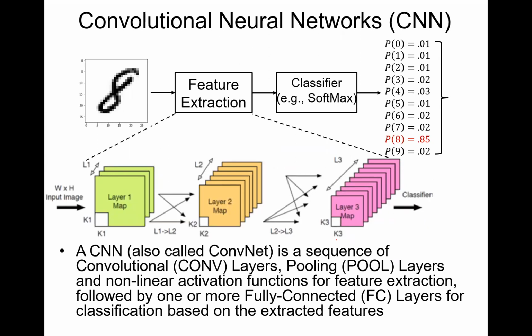So this is the big picture for a convolutional neural network. It's a sequence of convolutional layers and pooling layers and nonlinear activation functions for feature extraction, followed by one or more fully connected layers for classification based on the extracted features. Here I show one fully connected layer with a softmax classifier, which outputs a list of 10 results interpreted as probabilities for each classification result. Here, the probability of 8 is highest, indicating a correct classification for this input figure that's a handwritten 8.